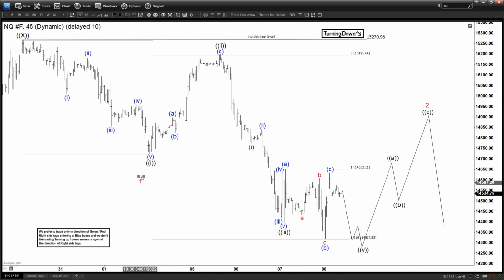We can even do a nest in the rare circumstances, 1 2 and then 1 2 and then going down, but again, that's not our primary view. But a nest will be a more aggressive move to the downside.